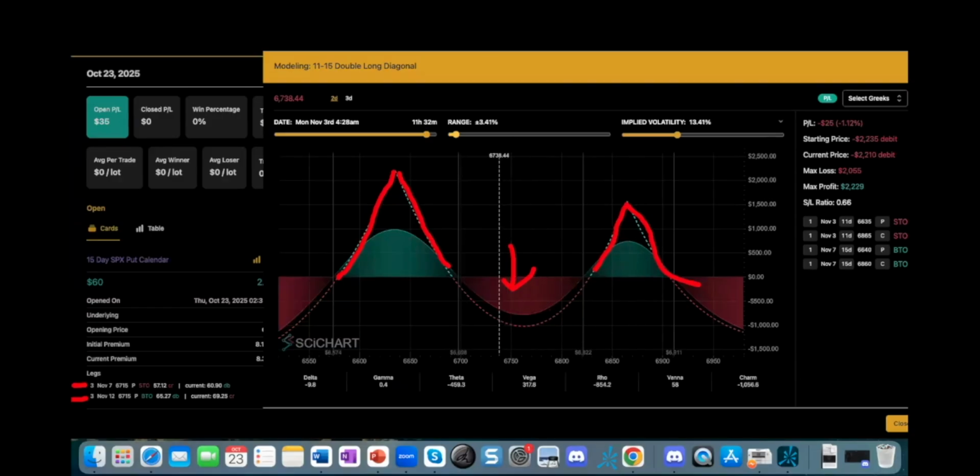Am I happy with the volatility? On any of these trades, but this is a double long diagonal, you can raise this part to start out, but you can't have your cake and eat it too. You're going to move in your short strikes.